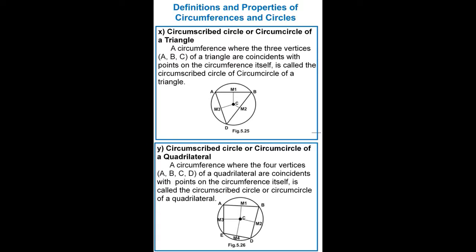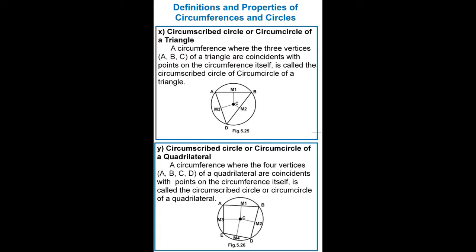This slide presents a definition of a circumference circumscribed to a triangle. Figure 5.25 presents a triangle ABC and a circle with center C and with the curve passing through all the vertices of the triangle. The center C of the circumference coincides with the intersection of the 3 perpendicular bisectors of the sides. The second half of this slide shows a circumference that circumscribes a quadrilateral.